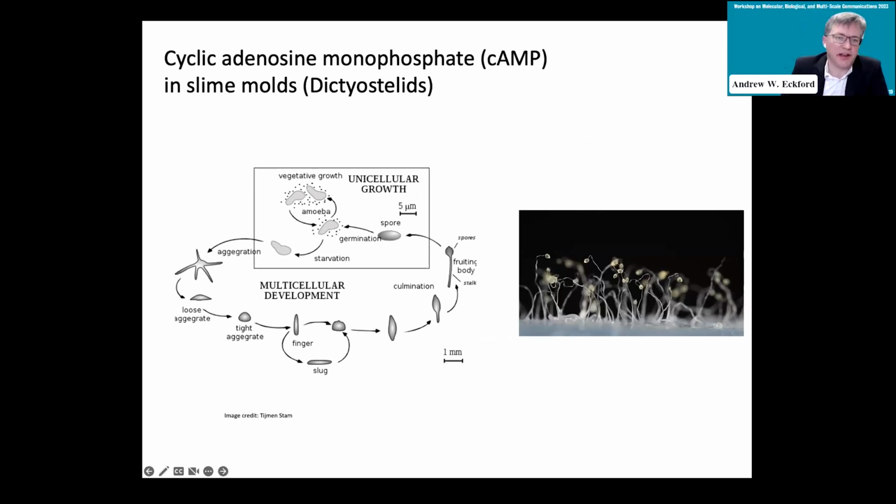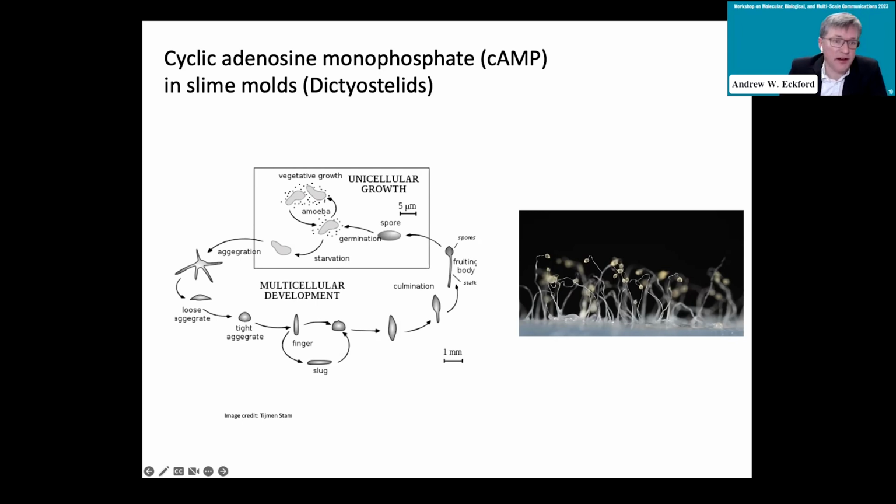So cAMP governs organization in slime molds. This figure on the left illustrates the life cycle of a slime mold, or a Dictyostelid. When resources are abundant, we start in the unicellular growth phase. So there's lots of food for the slime mold. It behaves like a single-celled organism. It just eats the food and it's very happy.